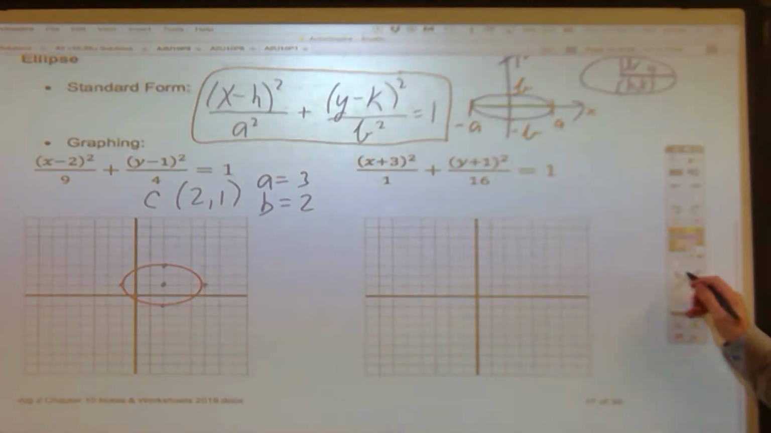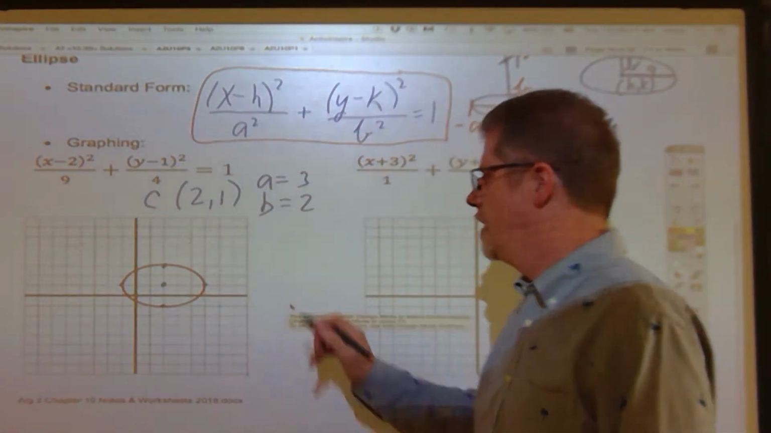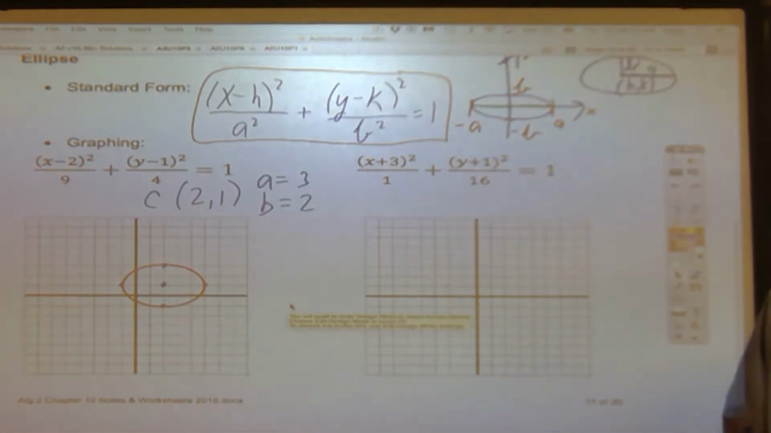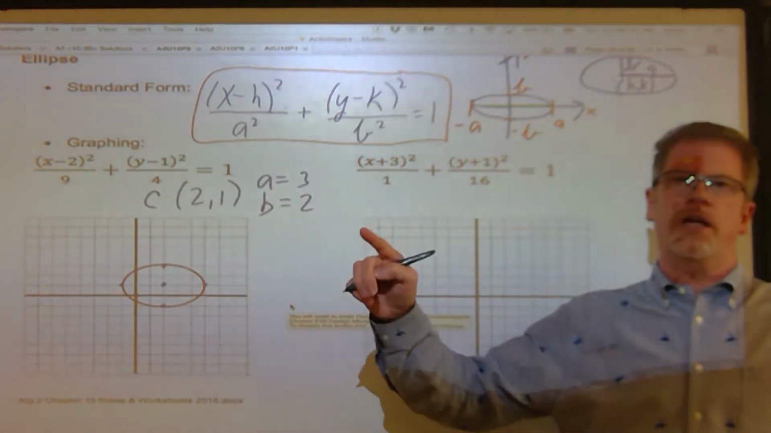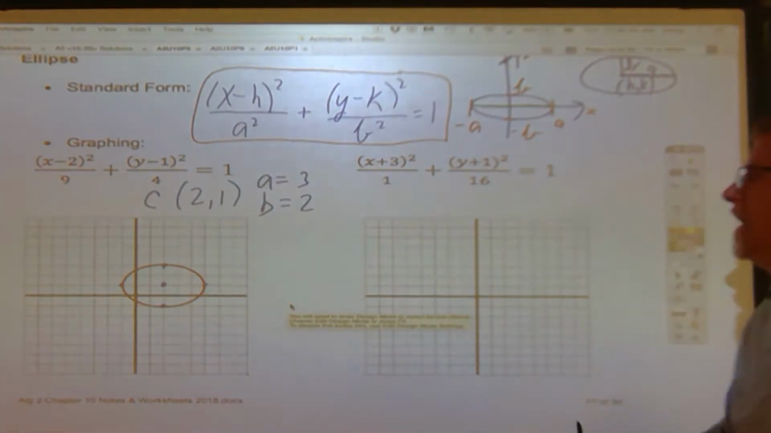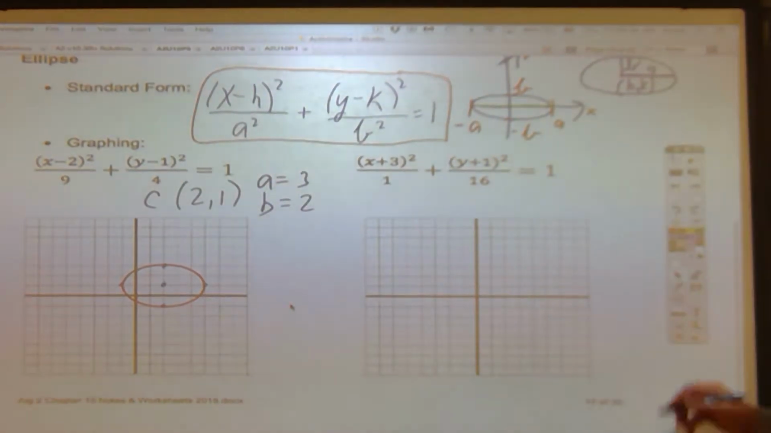Do you have any questions as to how it is you can get the graph of an ellipse? It looks like a circle, except it doesn't have the same radius horizontally as it does vertically. Hey, give this one a try. Try to sketch the graph of the ellipse that's in the lower right-hand corner.